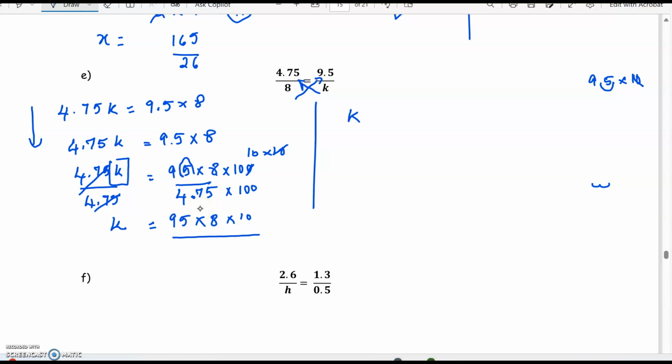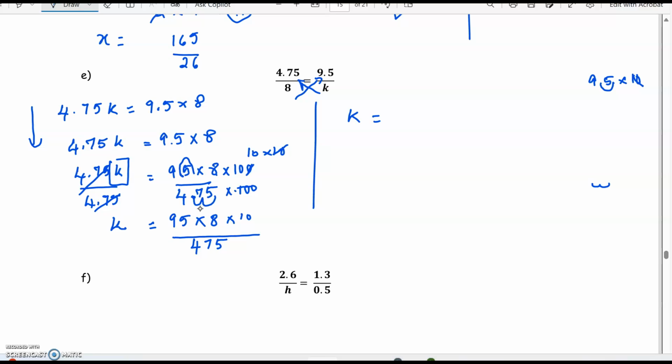So that way the decimal point in the denominator shifts 2 place values to the right, which makes it 475. So when you multiply 4.75 with 100, we get 475. When we shift the decimal point to the right by 2 places, we are basically multiplying with 100. Now all we have to do is simplify.